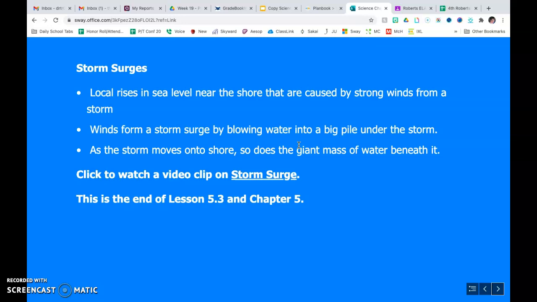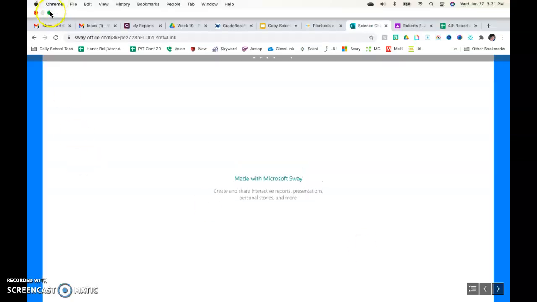So as that storm moves on the shore, so does this giant mass of water called a storm surge beneath it. And in hurricanes, we'll learn more people die from the storm surge if they're on the coast than they do from the wind or the rain or flying debris or anything else that comes with a storm. So you need to be careful of storm surge. You're going to come back and watch a video clip on storm surge by clicking on this. And this is the end of lesson 5.3, which is also the end of chapter 5.